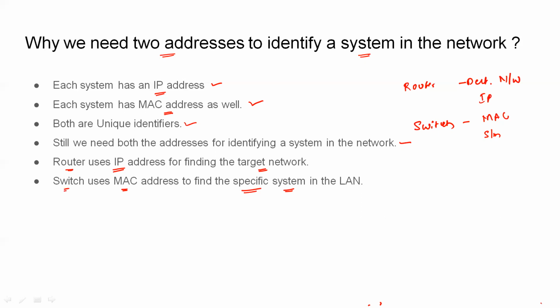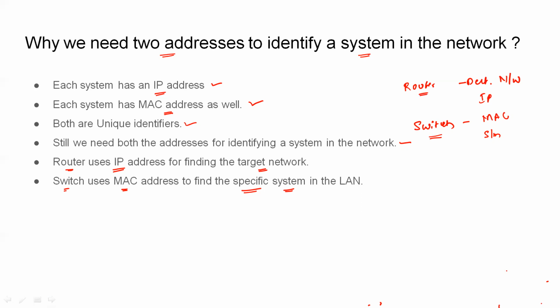Right from the beginning, I'm stressing that point. The switch has complete knowledge about individual systems in the local area network. That means once the packet reaches the switch, it can easily identify which system the packet has to be transferred to. That is the advantage here. If you use only the IP address, then the switch part will not come into the picture, and the router itself has to deliver packets to the destination system. The router might be overloaded in that sense. That is why we are dividing the task between two networking devices, the router and the switch.